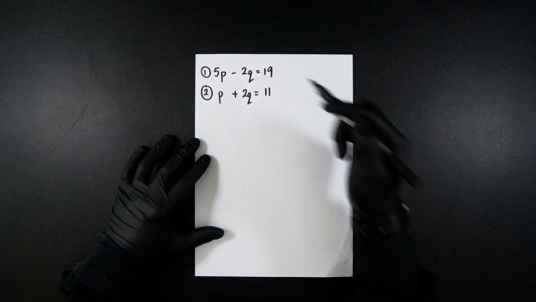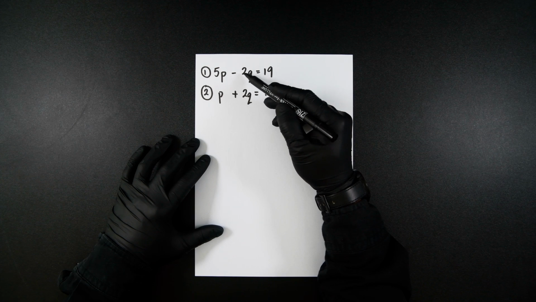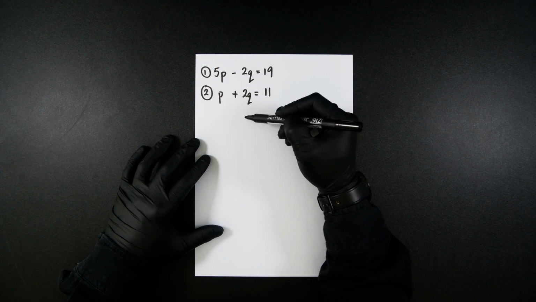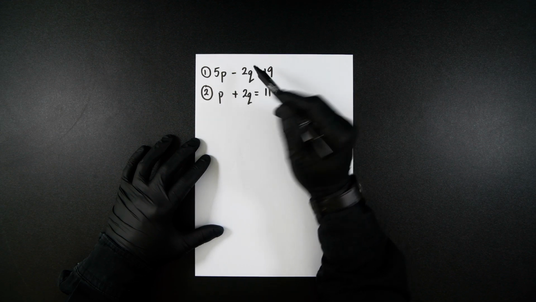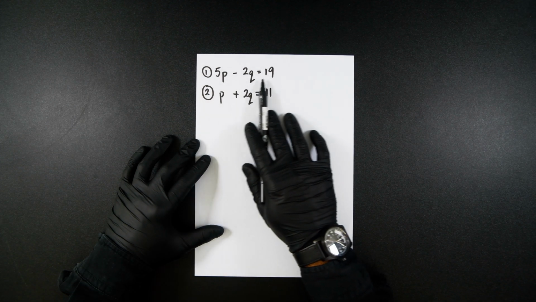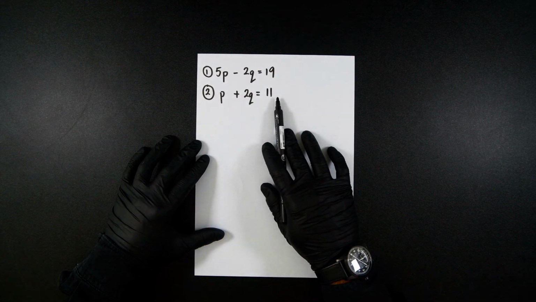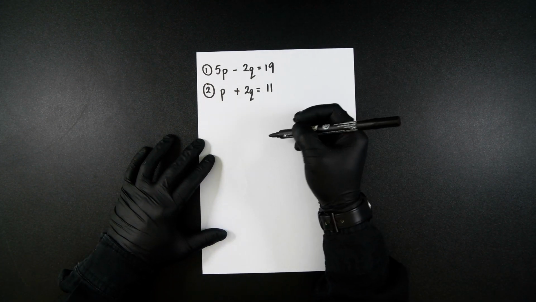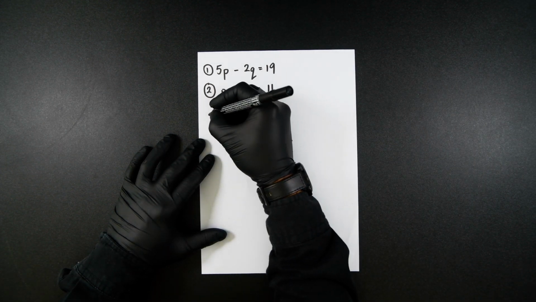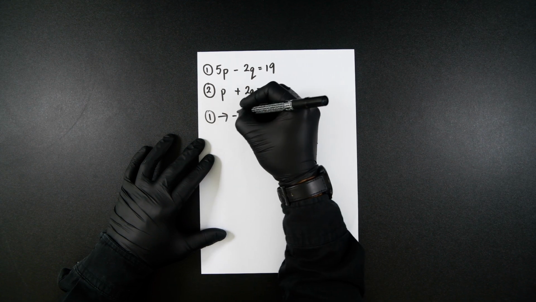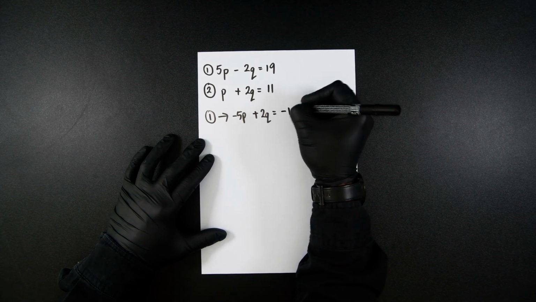In this example, the coefficients are similar, but not the same, because this is minus 2, and this is positive 2. This has obviously got a 1 in front of it, and this has a 5. So you can either multiply everything here by minus 1, or multiply everything here by minus 1. So I'm going to take 5p minus 2q equals 19, and multiply every part by minus 1. So that would then become minus 5p plus 2q, which equals minus 19.